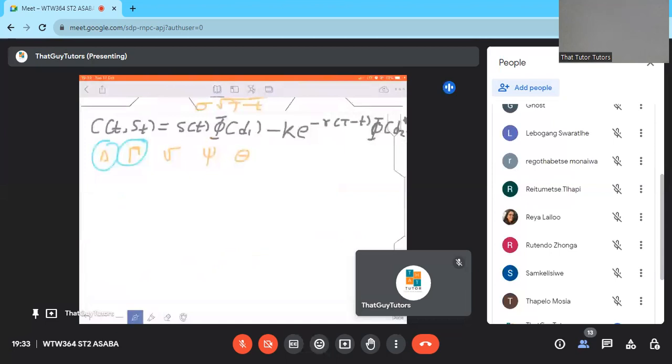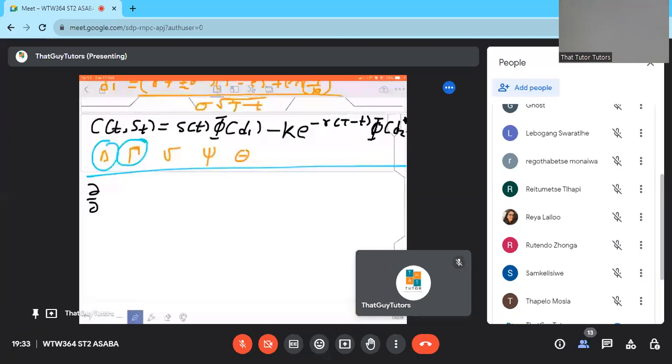So delta is with respect to the share price. So the first derivative with respect to the share price of the call. So as you can see, this first part, right? You have ST, and the D1 also has your ST. So D1 is a function of ST. So you would need to use the chain rule.